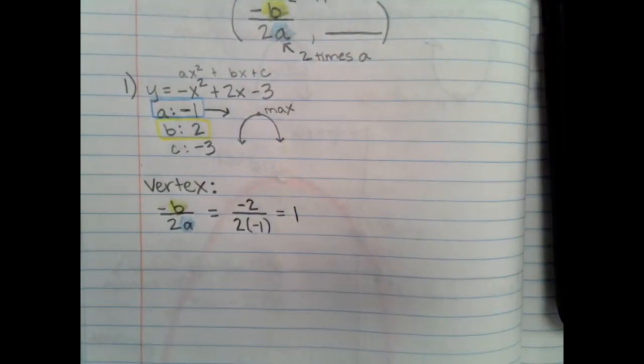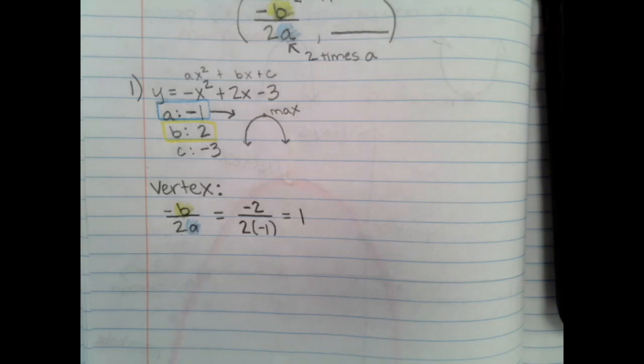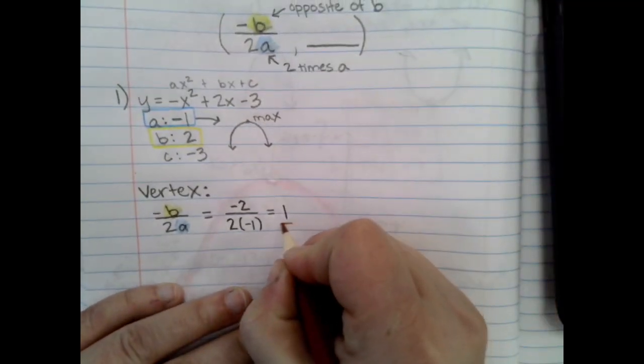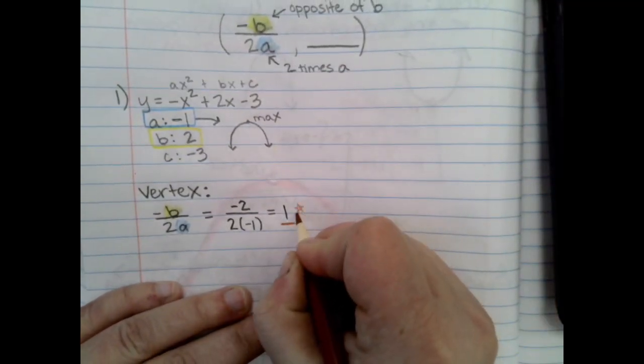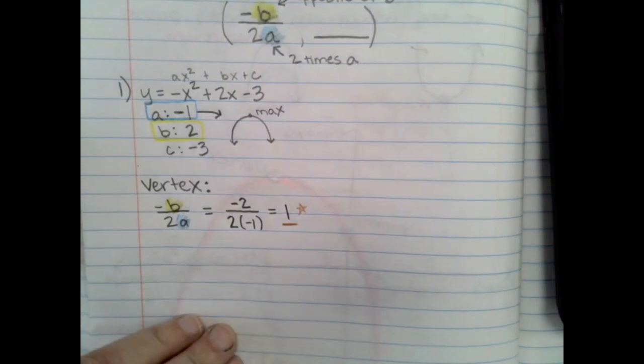So this is the part that I'm just using my brown colored pencil to kind of draw attention to. If you want to underline it, or you could star it. That's an important part. That's going to be our middle.